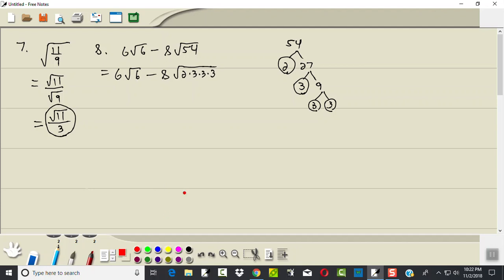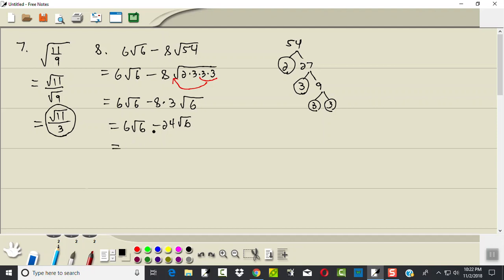Now this is a square root, which means we're looking for a pair of somethings. Here's a pair of 3's, so they're going to come out in front as a single 3. So we've got 6 square root of 6 minus 8, and I bring a single 3 out, and we're left with 2 times 3 inside, which is 6. So that gives us 6 square root of 6 minus 24 square root of 6.